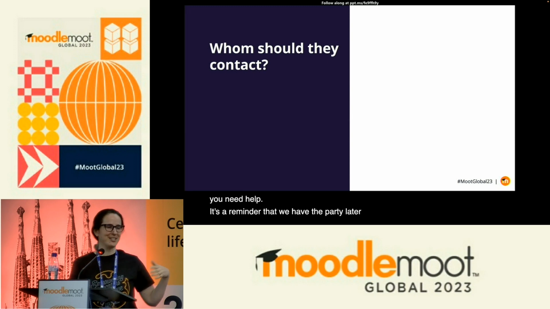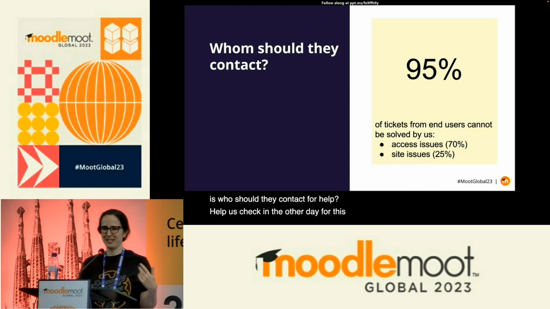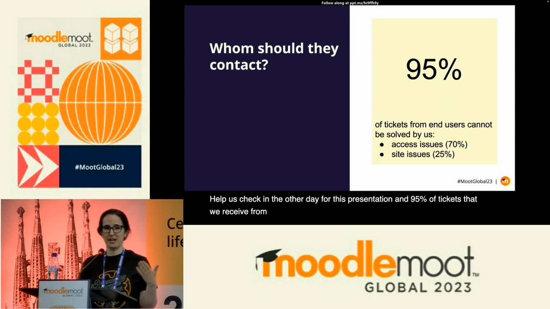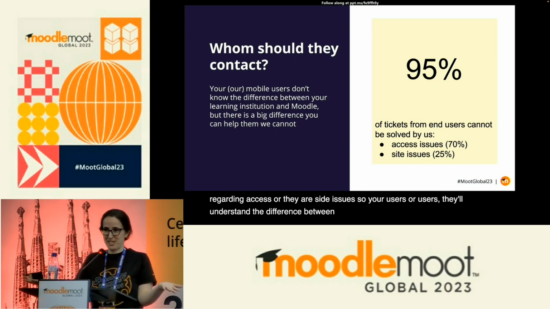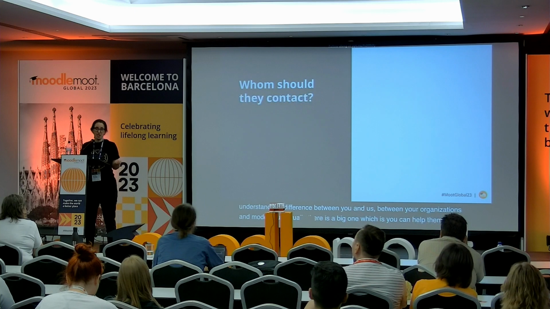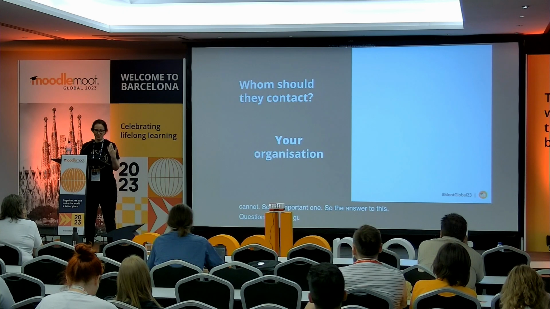So the correct question is, whom should they contact for help? I was checking the other day for this presentation, and 95% of tickets that we receive from end users, we cannot help them because there are issues regarding access, or they are site issues. So your users and our users don't understand the difference between you and us, between your organizations and Moodle, but actually there is a big one, which is you can help them and we cannot. So it's an important one. So the answer to this question, you can guess, is you, well, your organization.